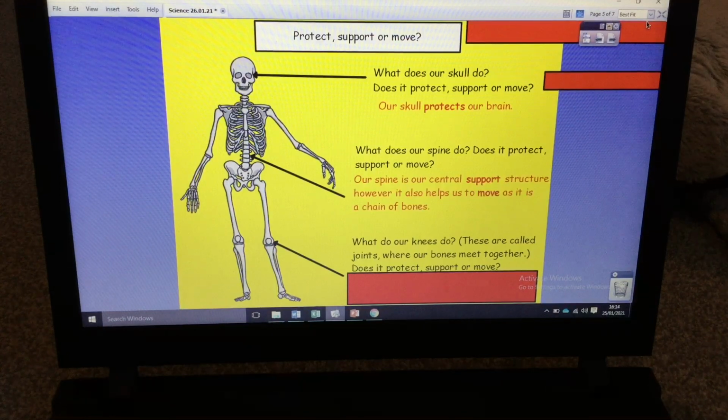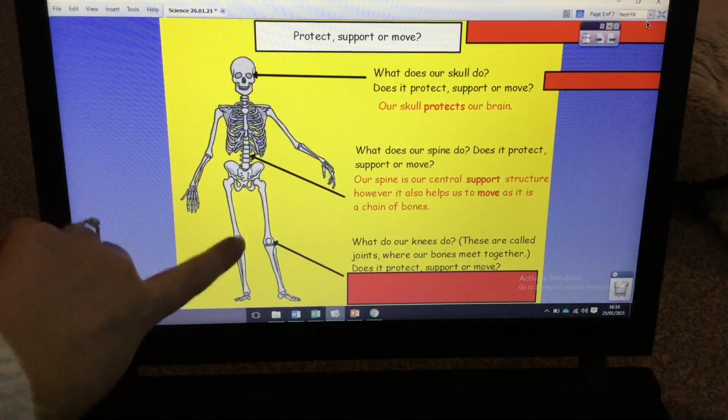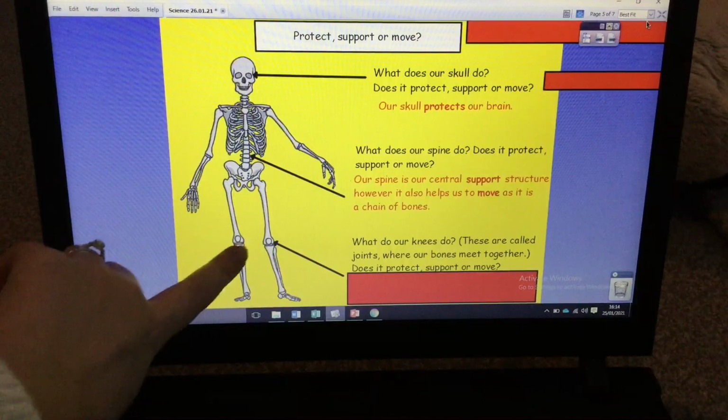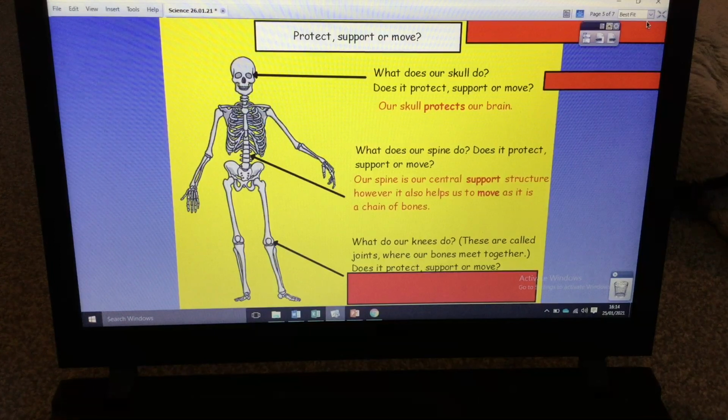What do our knees do? These are called joints, where our bones meet together. If you see here, we've got our upper leg bone, our lower leg bone, and then we've got the knee joint in the middle where the two come together. Do you think our knees' jobs are to protect, support, or move? Pause the video now.